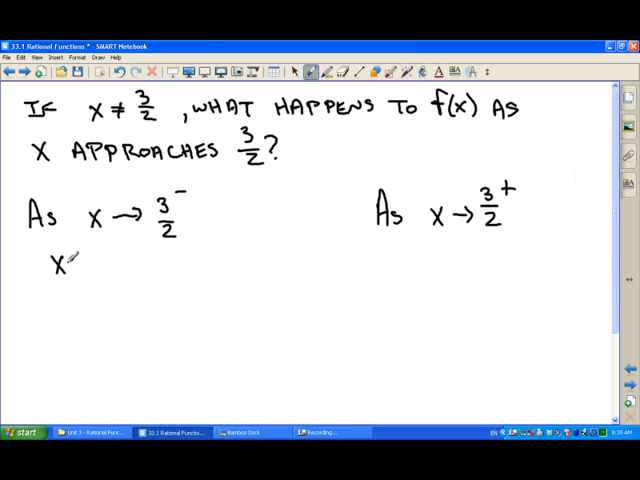We can just make up a small table of values to illustrate what's happening for both cases. I'm going to pick some values that are getting closer and closer to 3 halves, or 1.5 from the left-hand side.